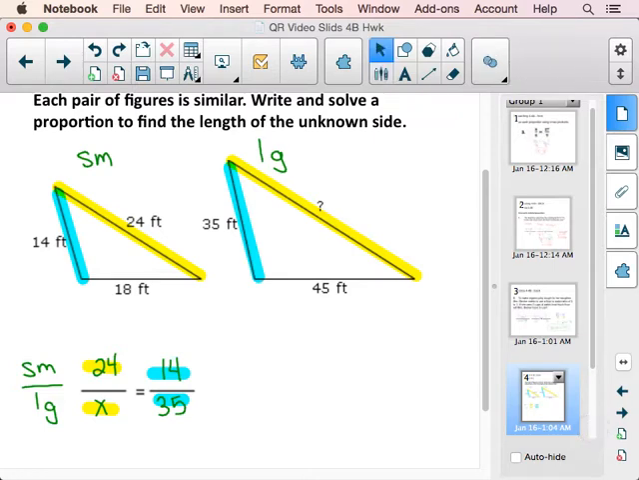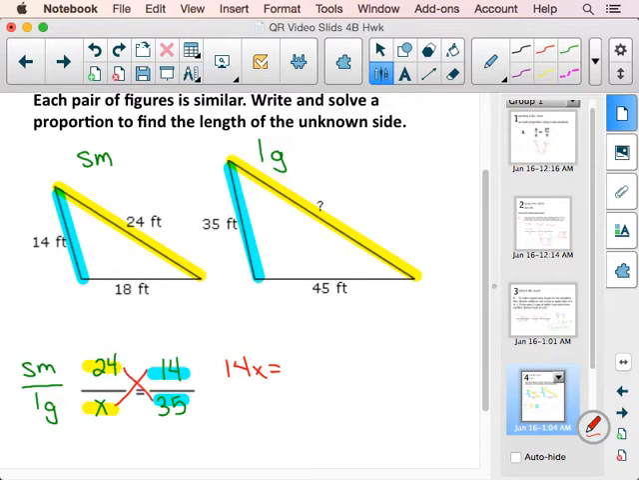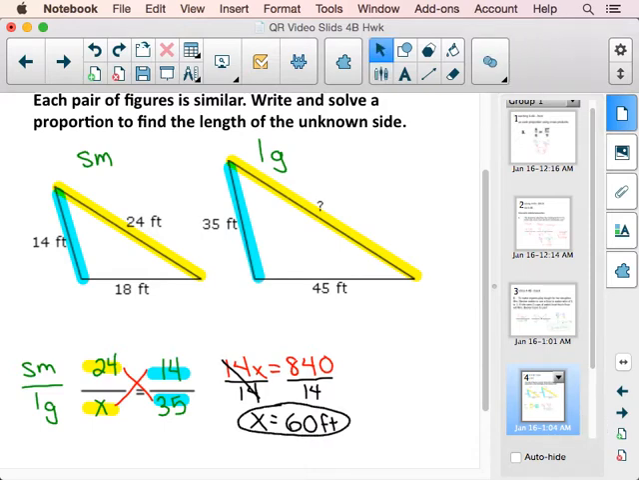And once you set up that ratio, it's just solving like we've been doing. You're going to get 14x for that cross product, and your other cross product is going to be 24 times 35, which is 840. Then to solve your equation, you're going to divide each side by the coefficient of 14. Now we have just x. And we get 60. Since all the units given were in feet, that side length is also in feet. So the unknown side here is 60 feet.